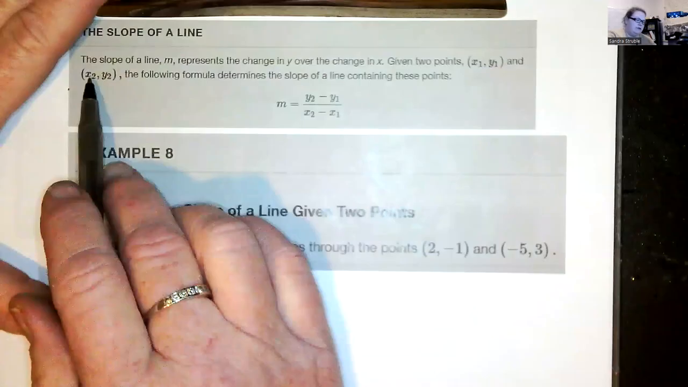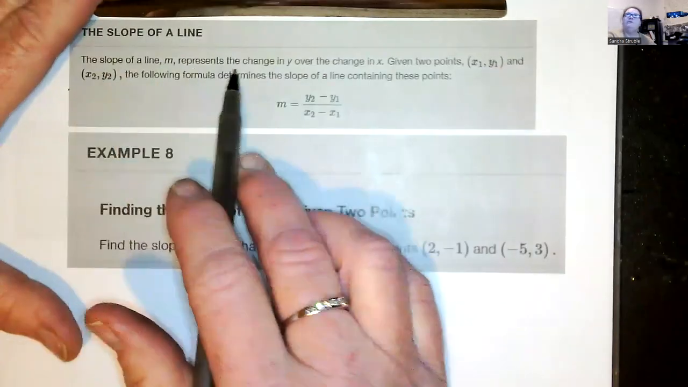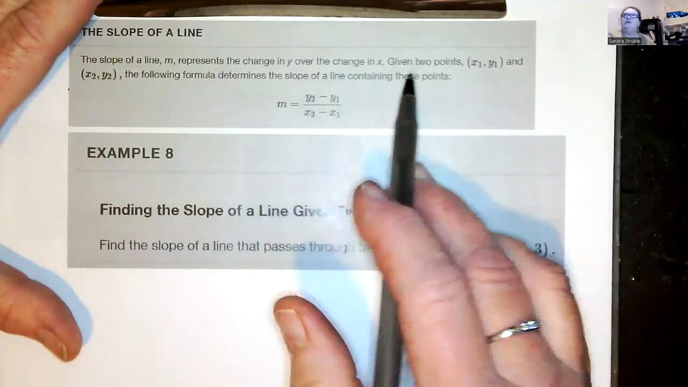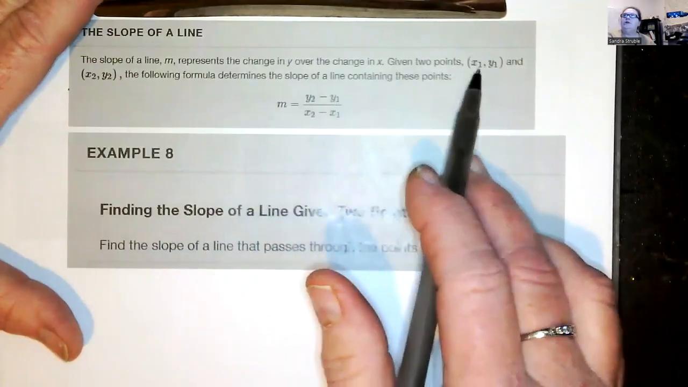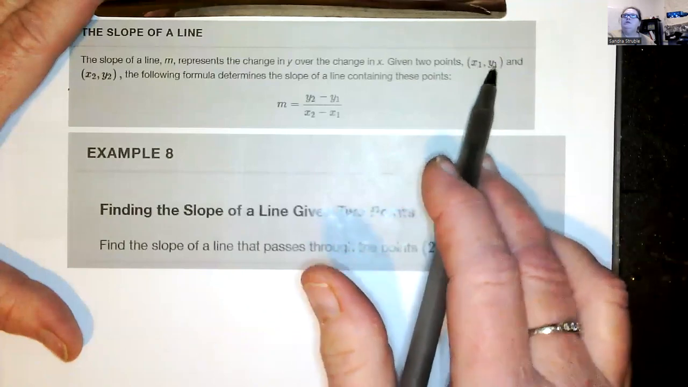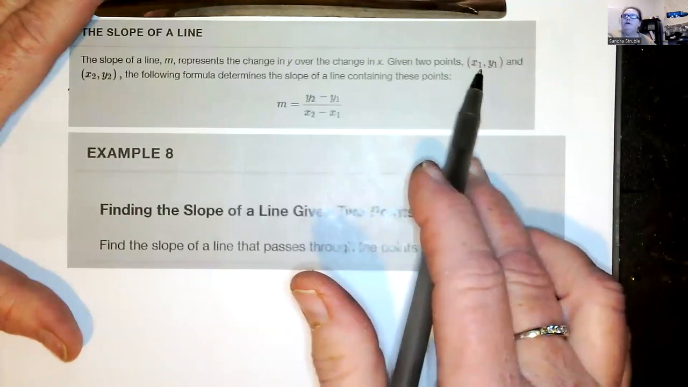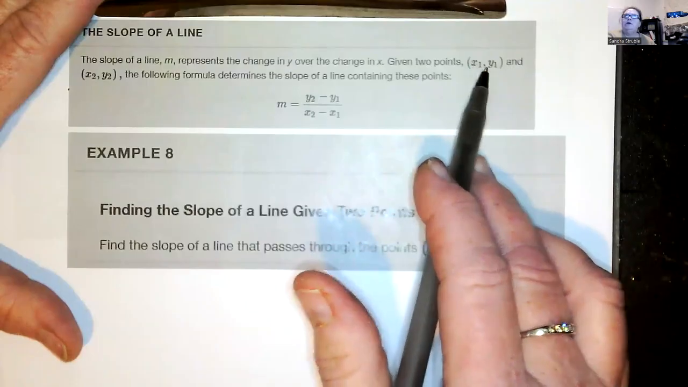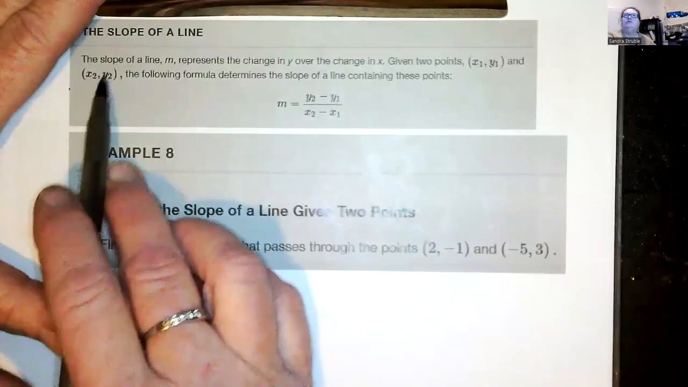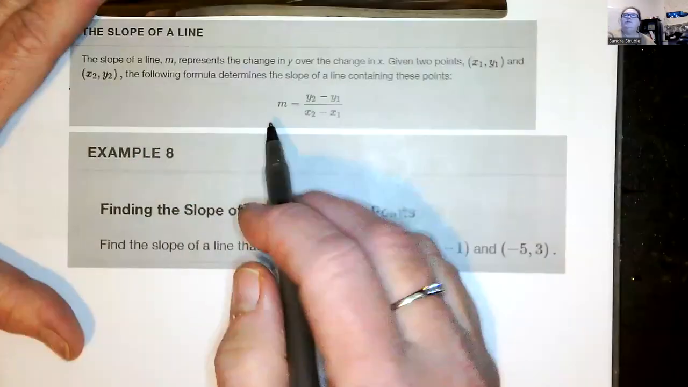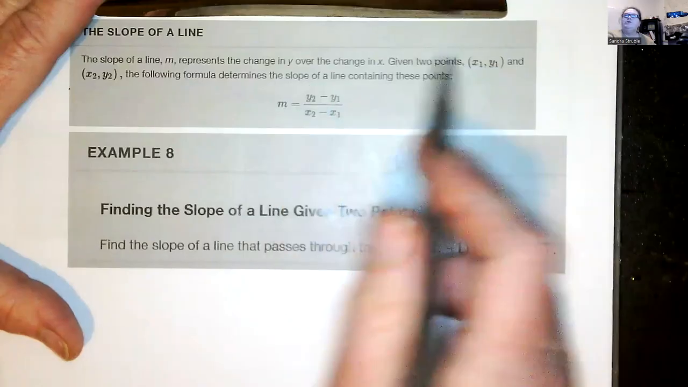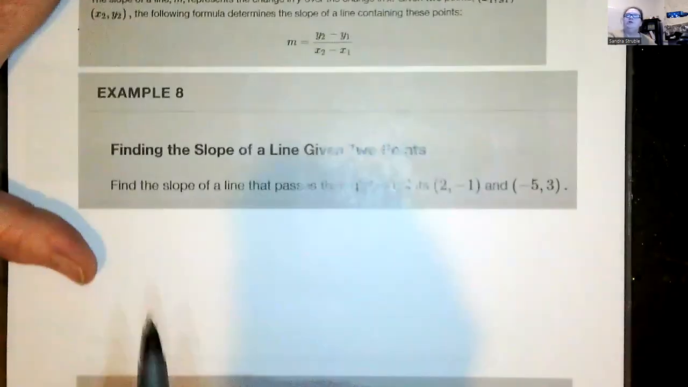Okay, so slope of a line M represents the change in Y over the change in X. Given 2 points where they have an independent and a dependent value, X's and Y's, this just means that there's a point labeled 1 that has an X value of 1 and Y value of 1, and there's a point labeled 2 that has an X value of 2 and a Y value of 2. And then we're going to use this formula right here, given those 2 points. So let me show you how this looks in an example.